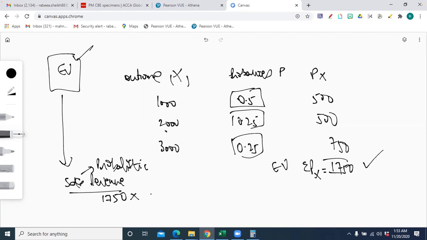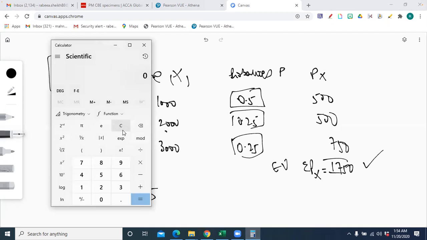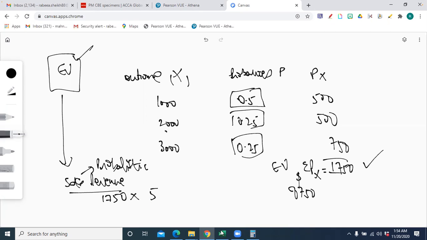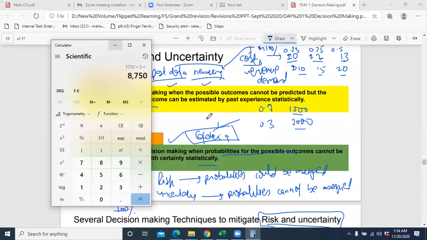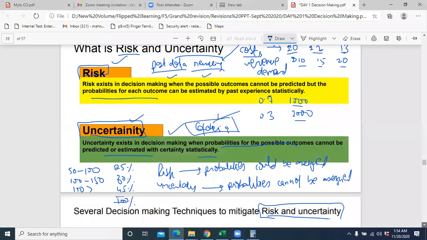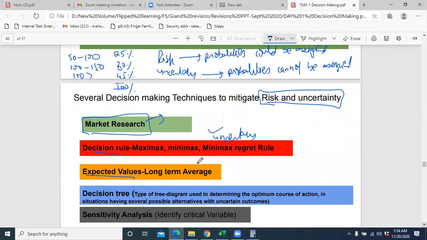And then there may be uncertainty related to the selling price as well, and maybe I would be taking the average price. For example, if it's 5 per unit, then 1750 times 5 is 8750. That's how I'm going to estimate my sales revenue. So expected values you use only when you have the past data and the event is recurring, so mostly in the case of risk, as I told you, when the probabilities could be assigned.